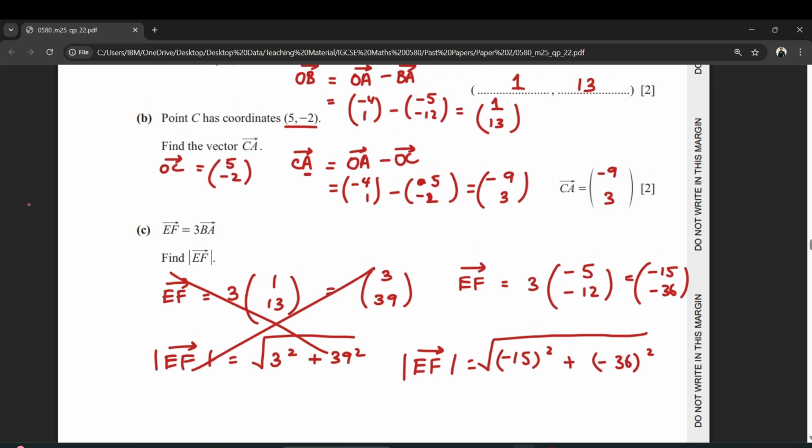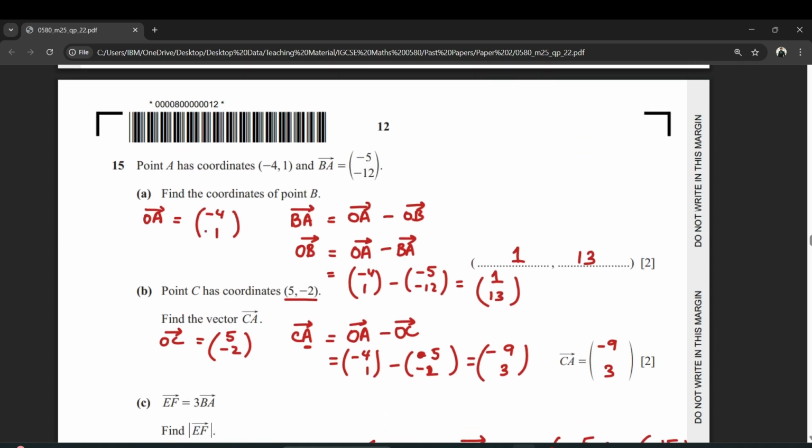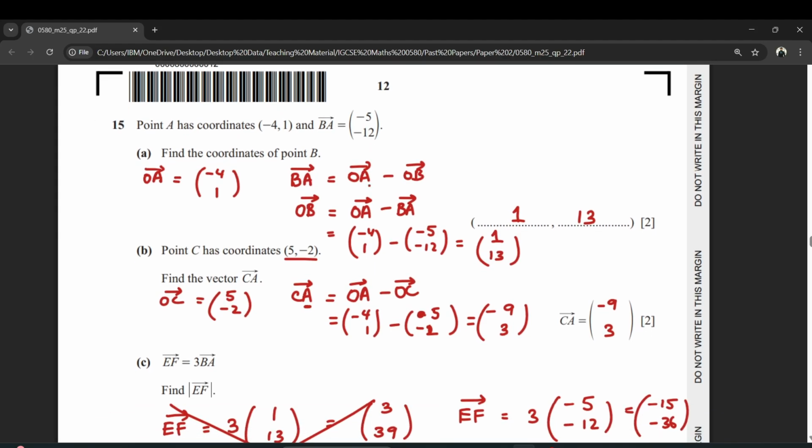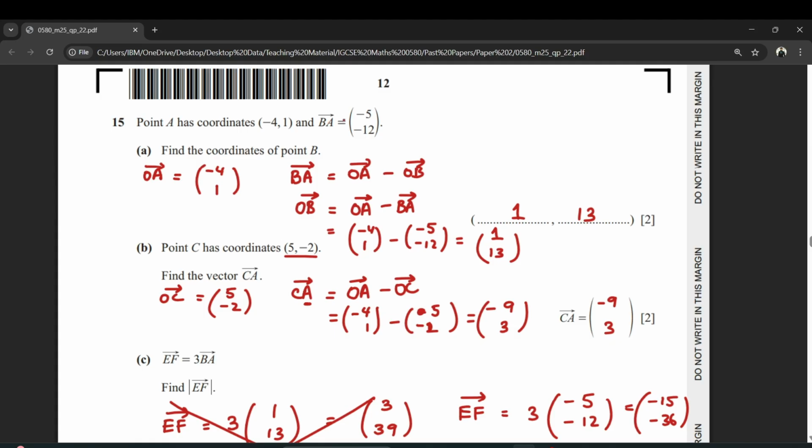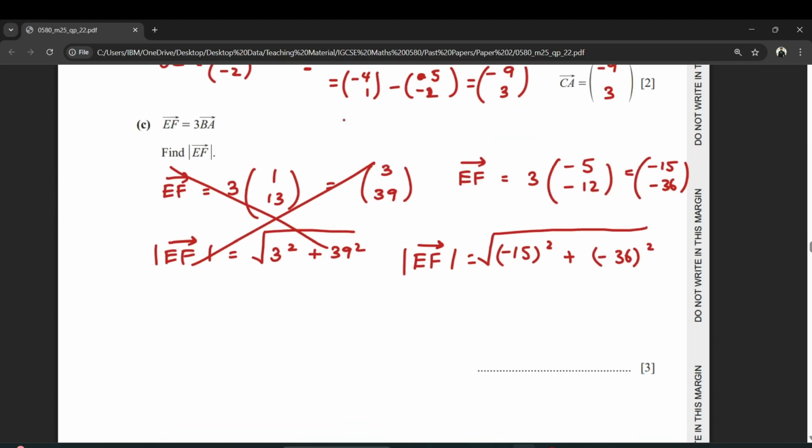So let me see. The magnitude of EF is what we need to find. So EF is equal to 3 times BA, and the coordinates of BA are -5 and -12. Okay. So if I were to find the magnitude of BA only, instead of doing this, because this is going to be quite lengthy, right? So we need to look for an efficient way.